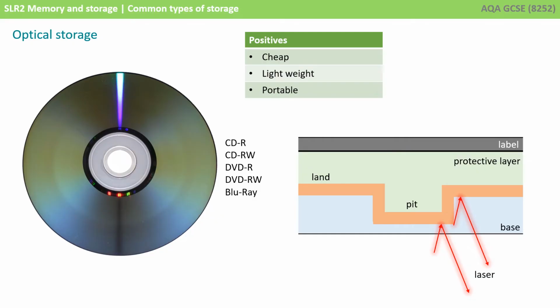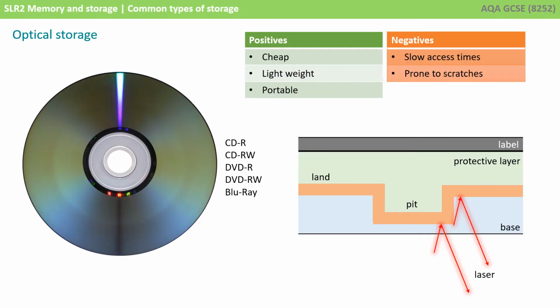There are many positives as optical as a storage media, including being cheap to produce, lightweight, and highly portable. DVDs store more data than CDs because the pits and lands are smaller and closer together as the laser technology has increased the precision. Data is read and written from the inside of the disc to the outside in a spiral. This can make them slow devices for accessing data. An optical media is also prone to scratches.